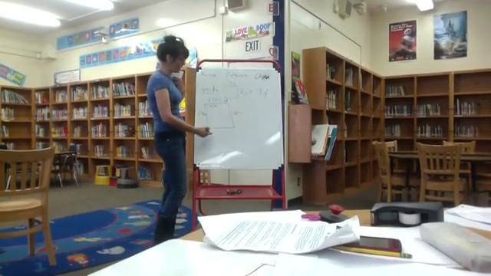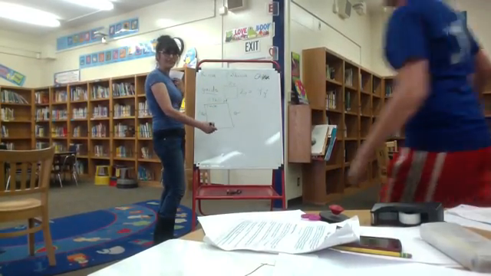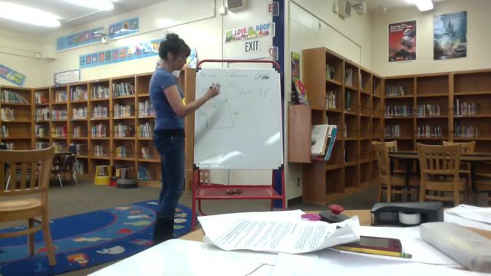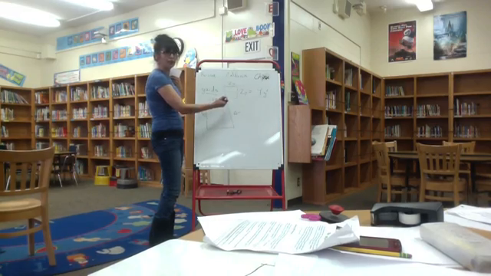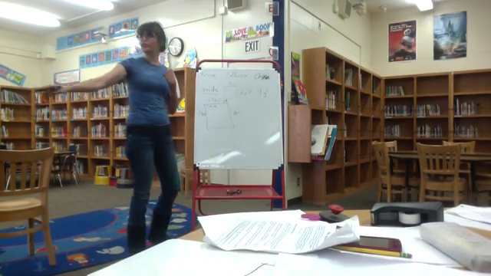So, in order to find out what a square mile is in yards, what are we going to do? Base times height. So what we're going to do is base times height.